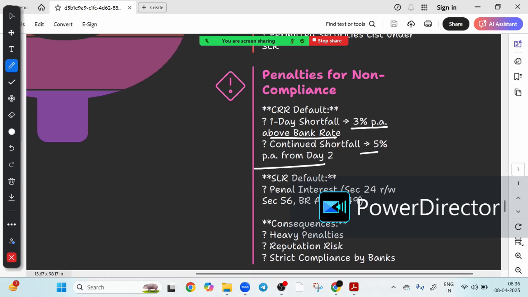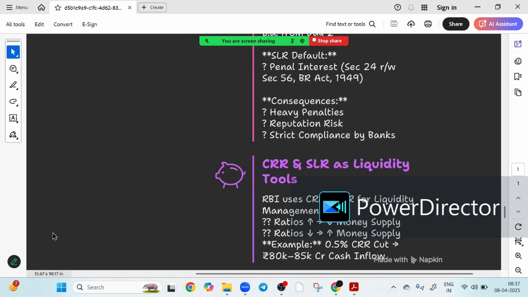SLR default penal interest under section 24, right, under this section. Heavy penalty, reputation risk, strict compliance by the bank. So this is for CRR default. CRR default, remember, one day shortfall 3% per annum of the bank rate, continuous shortfall 5% per annum from day 2, and SLR default penalty interest rate is applied as per section 56 of the BR Act 1949. Remember, this penalty is super important, examination question asked.